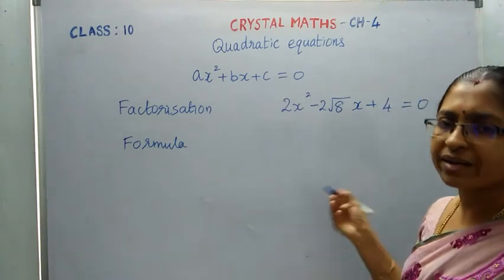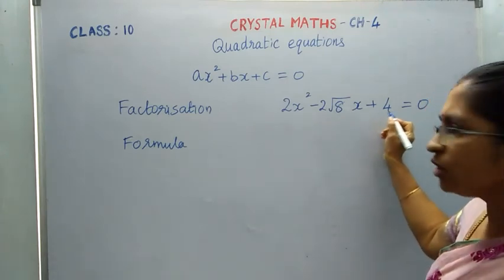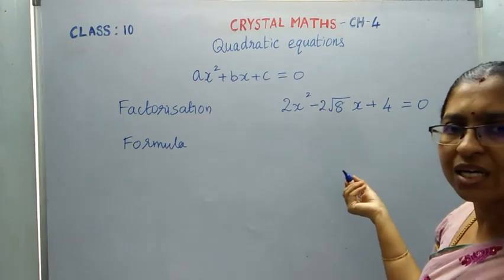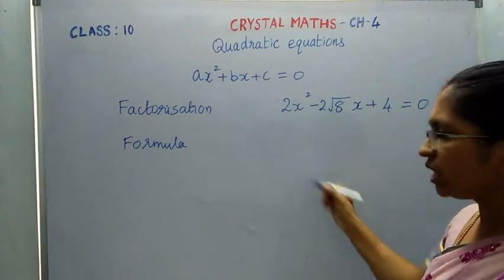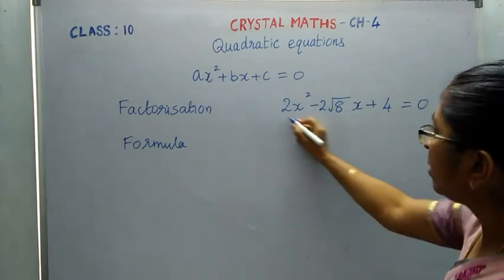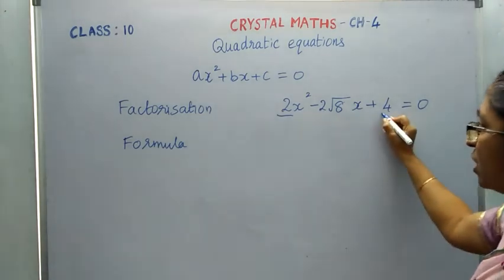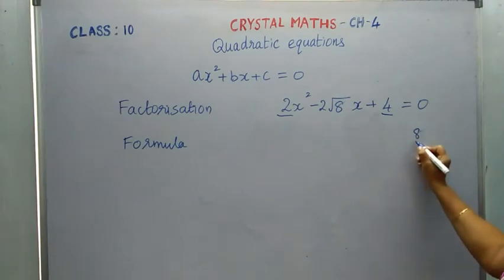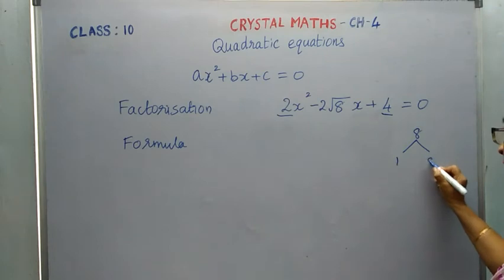How to factorize this one? Normally what we will do, here 2 is taken as common. I can take the 2 outside and then cancel it, or I can do it directly also. Okay, if I do it directly, what happens? First, we need to multiply these two, that is, we have to find the product. 2 into 4 is 8. Find the factors for that: 1, 8, 2, 4, like that we will do.